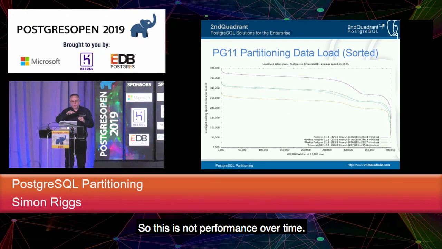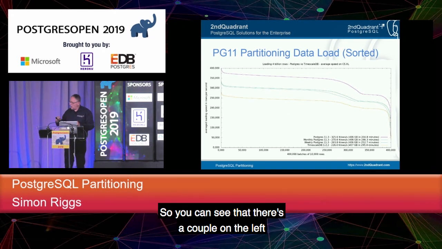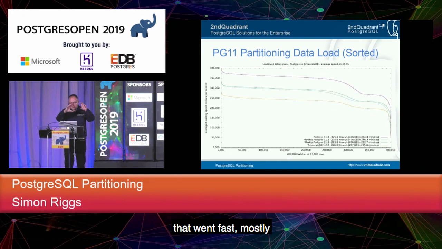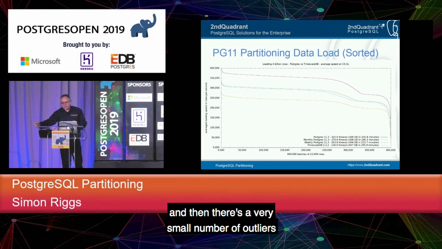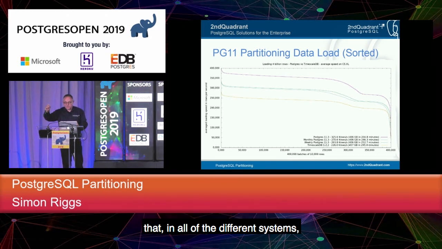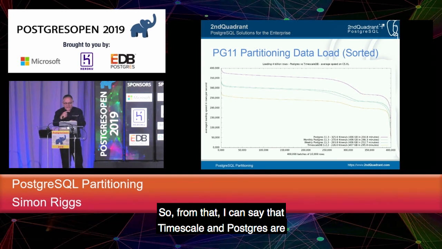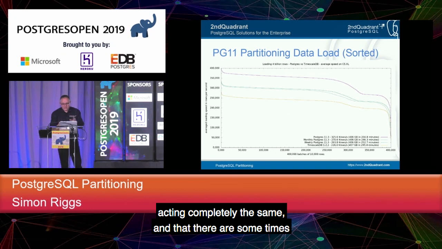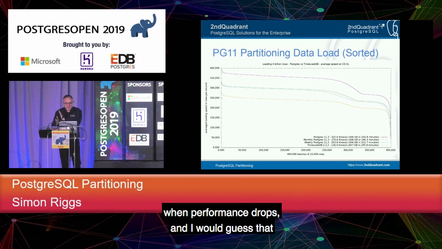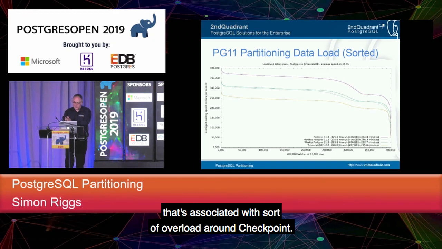Okay, so this is not performance over time, this is all the results sorted by speed. You can see that there's a couple on the left that went fast, mostly roughly the same speed, and then there's a very small number of outliers in all of the different systems where the performance drops for that time period or that batch only. So from that I can say that Timescale and Postgres are acting completely the same, and that there are some times when performance drops, and I would guess that that's associated with overload around checkpoint.